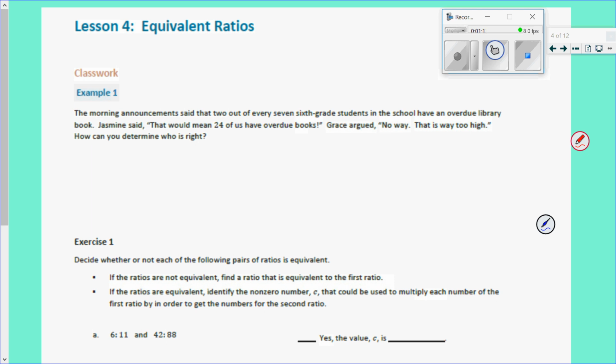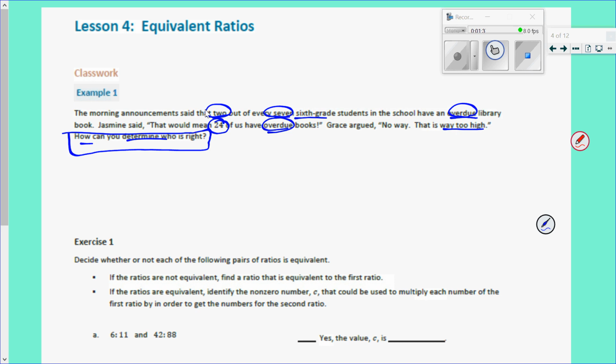So as we break this out, the morning announcement said that 2 out of every 7 6th grade students in the school had an overdue library book. Jasmine said that would mean 24 of us have overdue books. Grace argued, no way, that is way too high. How can you determine who is right? There's our question. So we're going to box that.